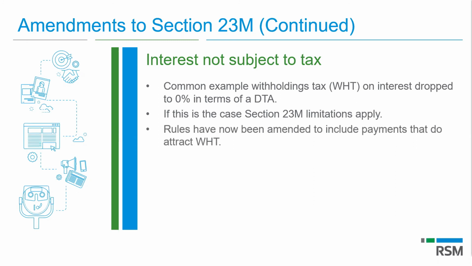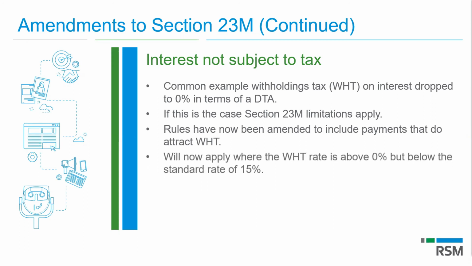The rules have now been amended to include payments that do attract withholding tax. What they have now introduced into the legislation is where the withholding tax rate is above 0%, but below the standard rate of 15%. So, for example, you have a double taxation agreement in place. You pay interest cross-border. It is subject to withholding tax on interest. You look at the DTA, and it says the withholding tax on interest is reduced to 5%. Section 23M will now apply.